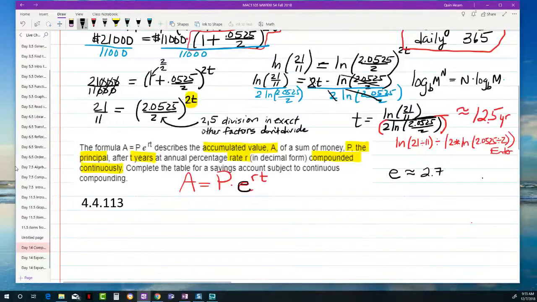So suppose that we started with a principal of $5,000 and we want to know when can we get $10,000 if we have an interest rate of 6%, so 0.06, and it's compounded continuously.